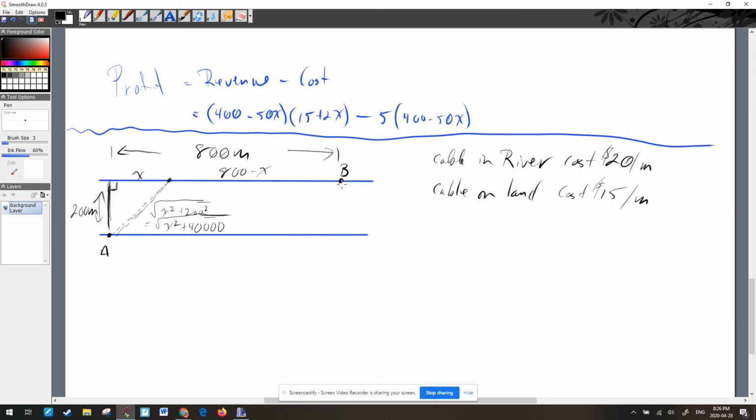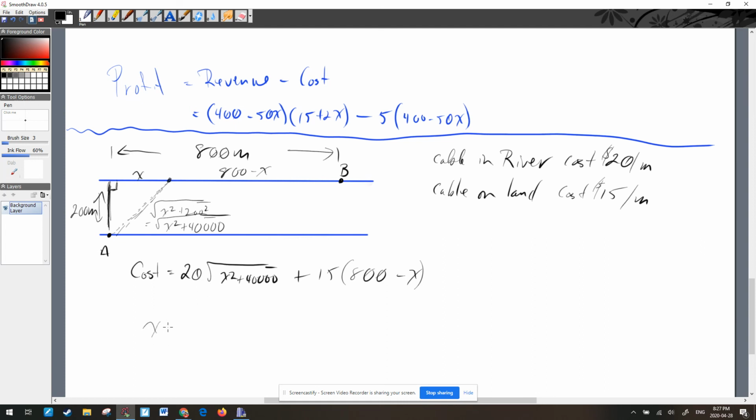But we're not trying to optimize length. We're trying to optimize cost. So now I need to do cost is equal to, well, this chunk is going to be $20 per meter. So it's going to be 20 times this radical of x squared plus 40,000. And this chunk is going to be, well, it's only $15 per meter. So plus 15 times 800 minus x. And there's the setup. What we would do now is expand and simplify as much as we could, differentiate, set equal to 0, and solve for x.